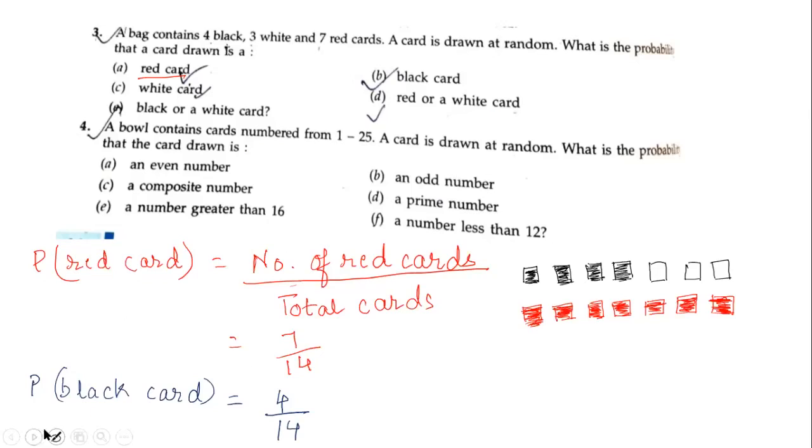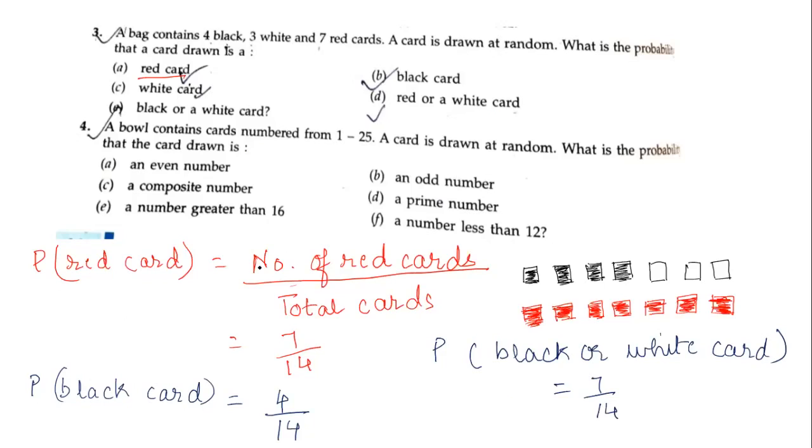Now, what is the probability of getting a black or a white card? और का मतलब क्या होता है? या black आ सकता है या white आ सकता है. So can you see black और white cards कितने हैं? 7 है black and white cards. तो 7 upon 14. आप ऊपर लिखेंगे नंबर ऑफ ब्लैक और व्हाइट कार्ड्स बाय टोटल नंबर ऑफ कार्ड्स.